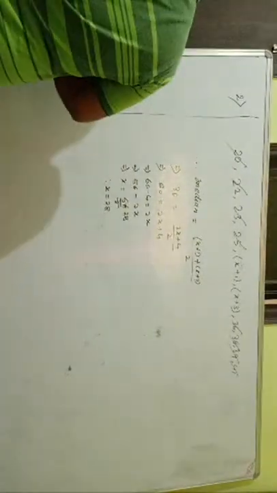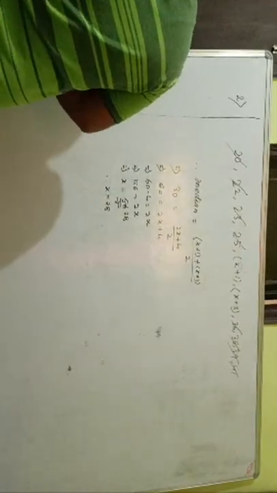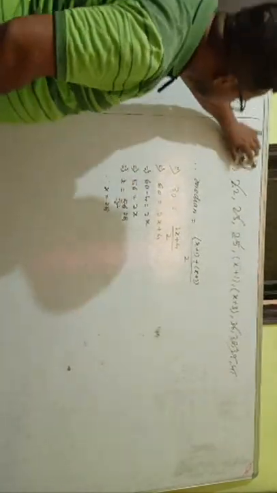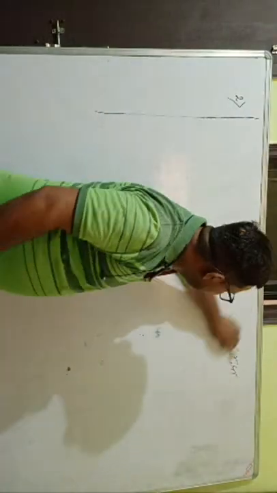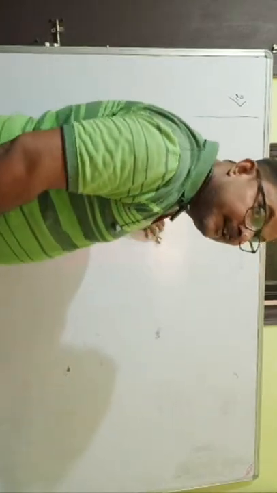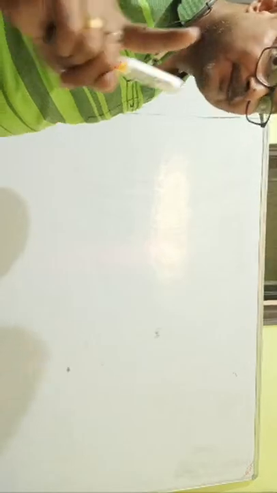Now I will tell the next question. See, there is a ladder, and that is making some angle with the wall. Clear? Whenever you read about a ladder making some angle, your brain should go to one chapter: application of trigonometry. This third question is from your chapter, application of trigonometry.